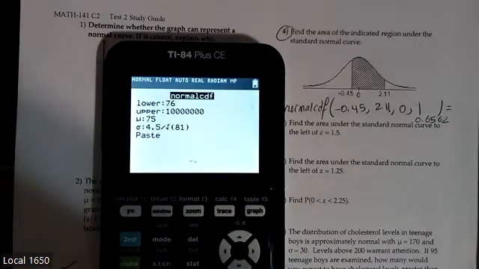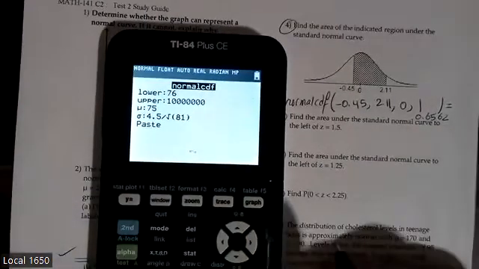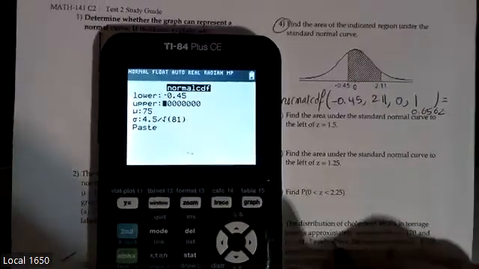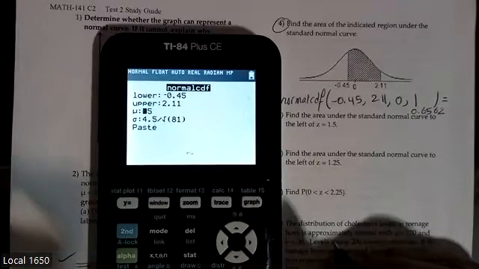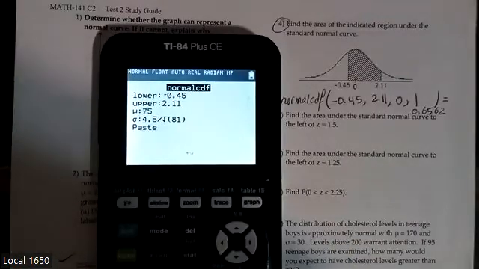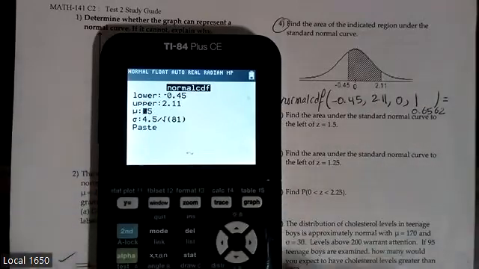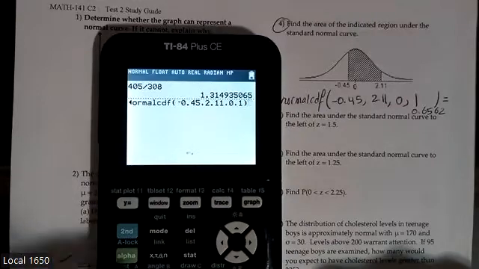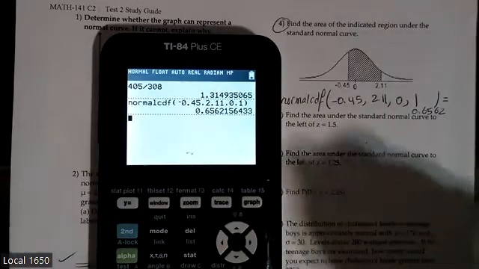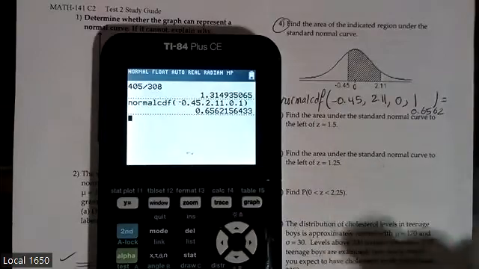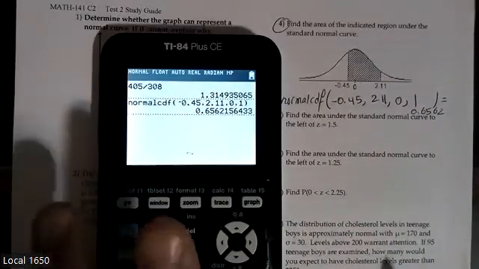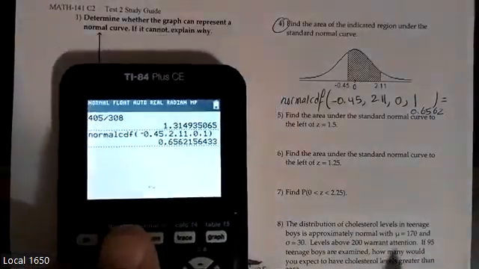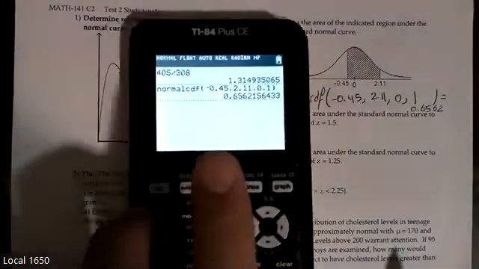Well, the lower bound, guys, as you can see, is -0.445. Upper bound is 2.11. And when you work with Z, it puts 0 and 1, so it just puts 0 for the mean and 1 for the standard deviation. And you get the answer. And the answer, guys, is 0.6562.